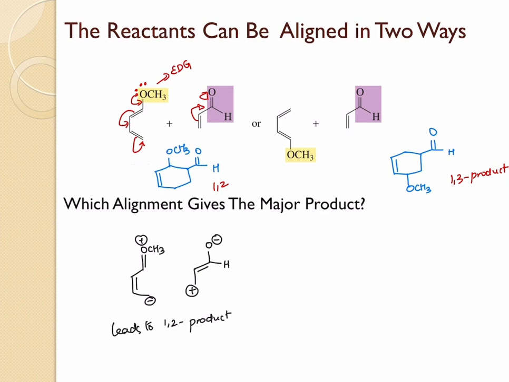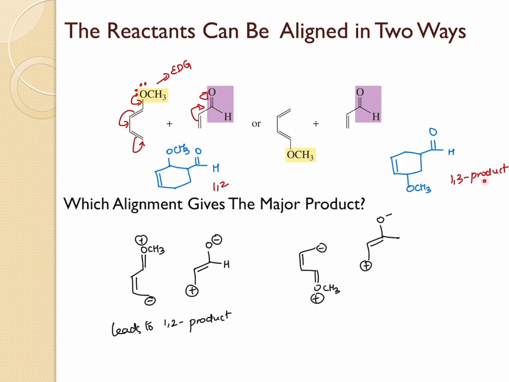Now let's see what's going to happen if you switch the diene. So here the diene has been switched. Let's again draw the resonance contributor for this. Now if you want this 1,3 product to be formed, you want this negatively charged carbon to come in contact with this carbon of the dienophile. But this is not going to happen because this carbon is not even positive. When you look into the resonance contributor, it doesn't even have a positive charge. So it's not going to happen.